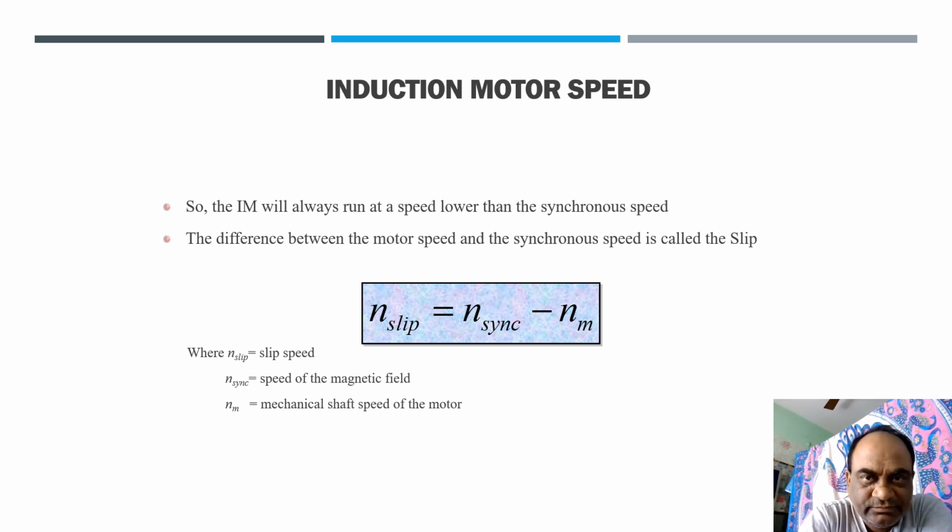Induction motor speed. An induction motor will always run at a speed lower than synchronous speed. It is not going to assume the synchronous speed at any time. The difference will always be there between the synchronous speed of the stator, where the field is rotating at synchronous speed, and the rotor, which rotates at a lesser speed. The slip speed is nothing but the difference between synchronous speed and the actual speed of the motor.